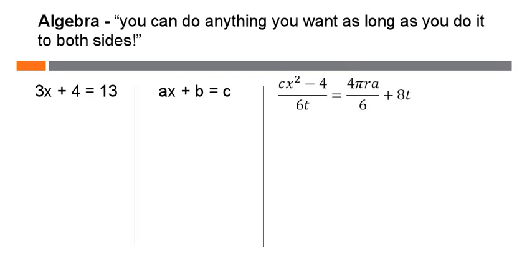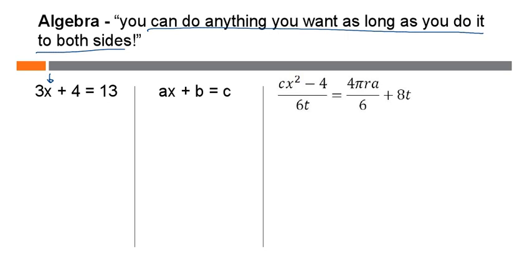Here, I wanted to do a couple algebra problems. This first one's pretty easy. Looks pretty familiar, right? The game is to get x by itself. And I see that I've got that 3 there I'm going to have to do something with. I've got a plus 4 I don't like. I want to move both of those. Well, I can do anything I like as long as I do it to both sides.